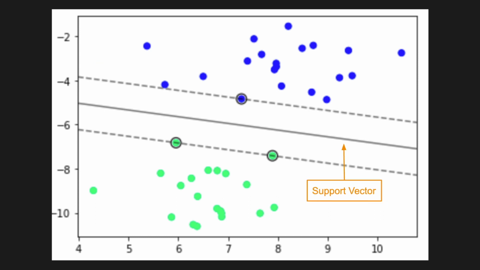Now, the line that you see in between, which is the solid line, is actually called the support vector. So that's where the name comes from. When you say support vector machines, the support vector is the solid line that you have in between. The dashed lines are not the support vectors. So what are the dashed lines? The dashed lines are actually the maximum margin.